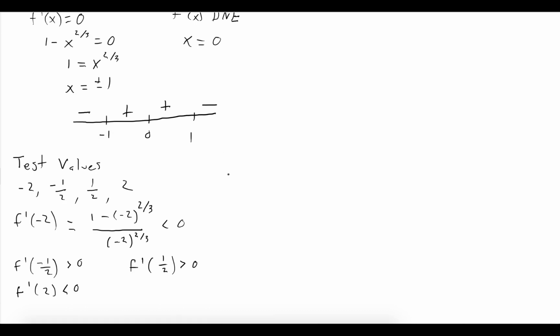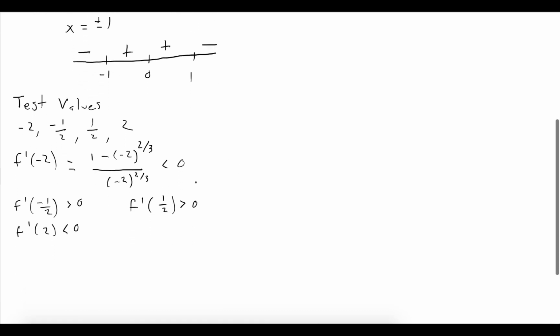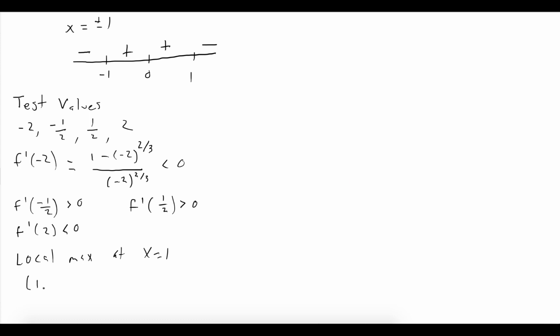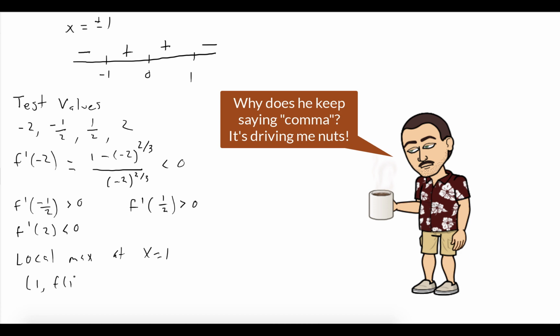So the first derivative test says that there is a local max whenever our derivative goes from positive to negative. So we have a local max at x equals 1. And the point of that local max is 1 comma f of 1, which is the point 1 comma 2.